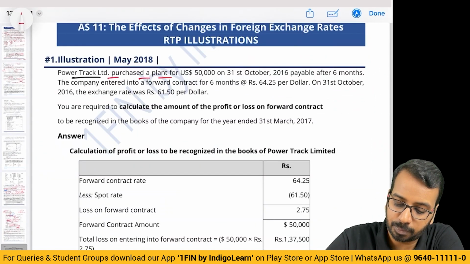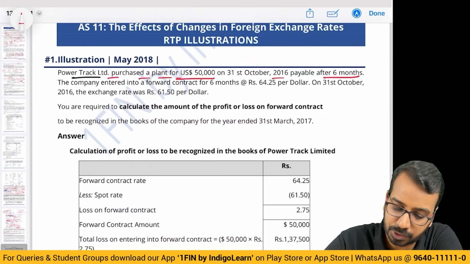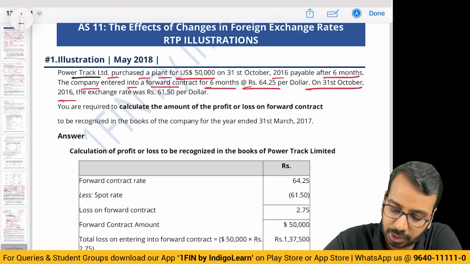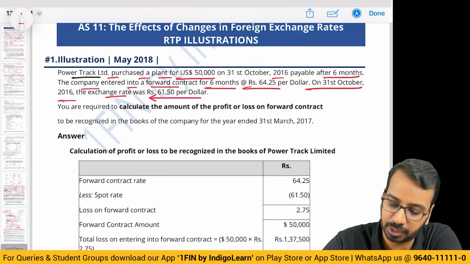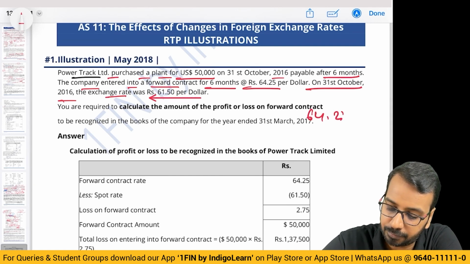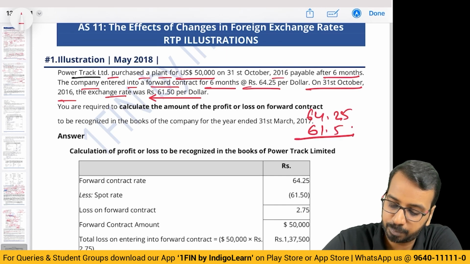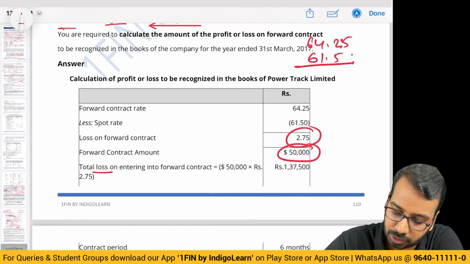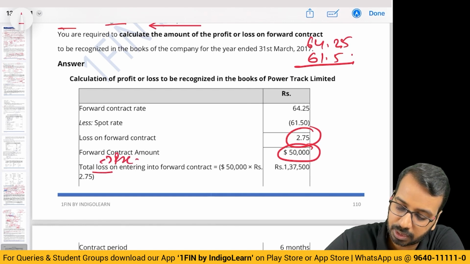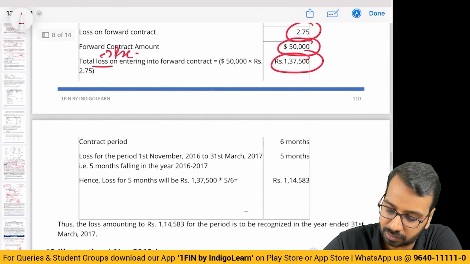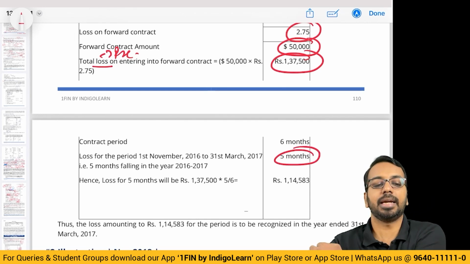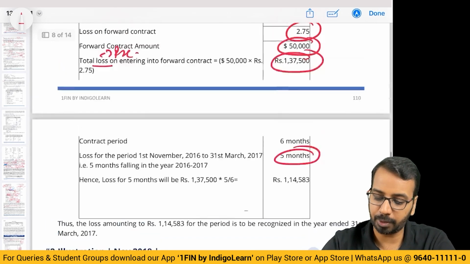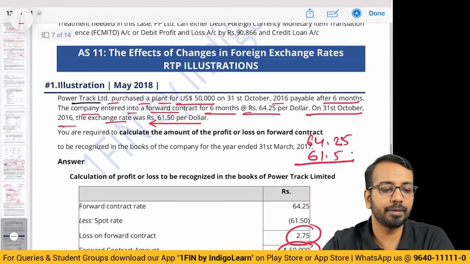Powertrack Limited purchased a plant for 50,000 payable after 6 months. Company entered into a forward contract for 6 months at 64.25. On 31st October, the exchange rate was 61.5. So again here, 64.25 minus 61.5, the difference is 2.75 multiplied by 50,000. The total premium is 137,500. Out of this 137,500, 5 months will be expensed in the current period and 1 month will be expensed in the subsequent period. Okay.